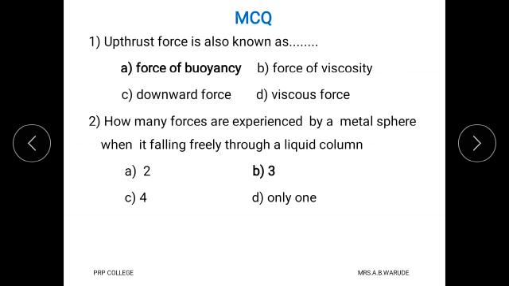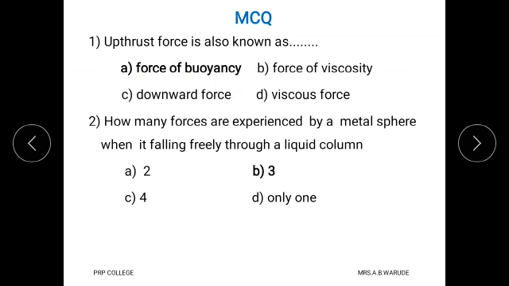First is, upthrust force is also known as: option A is force of buoyancy, option B is force of viscosity, option C is downward force, option D is viscous force. As we know, upthrust force is also known as buoyant force, or force of buoyancy. Therefore the correct option is A, force of buoyancy.